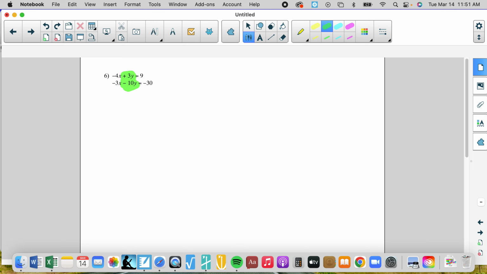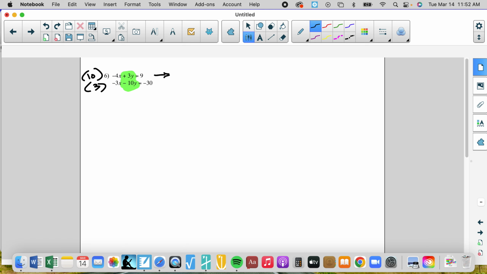So if we look at 3 and 10, what's the lowest common multiple? That would be 30. So what am I going to multiply 3 by to get 30? I'm going to multiply the top equation by 10. And what am I going to multiply the bottom equation by to get negative 30? They have to be opposite of each other. So I'm going to have to multiply it by positive 3.